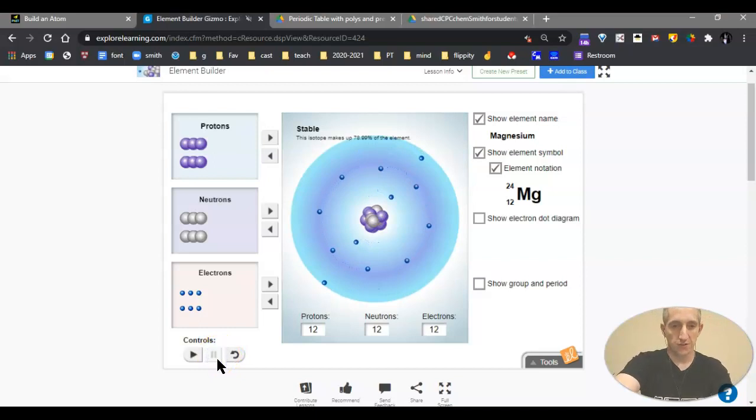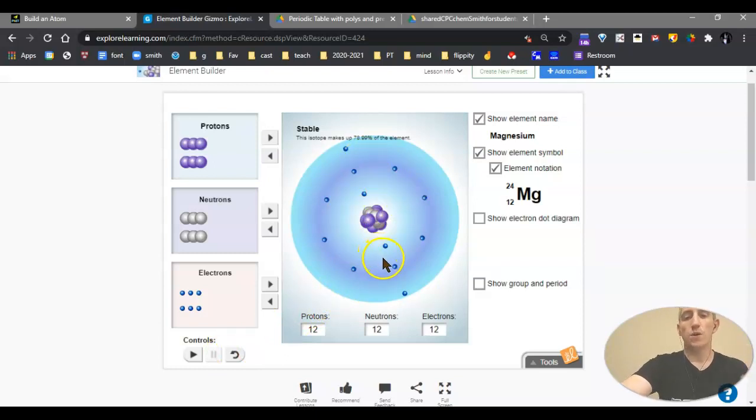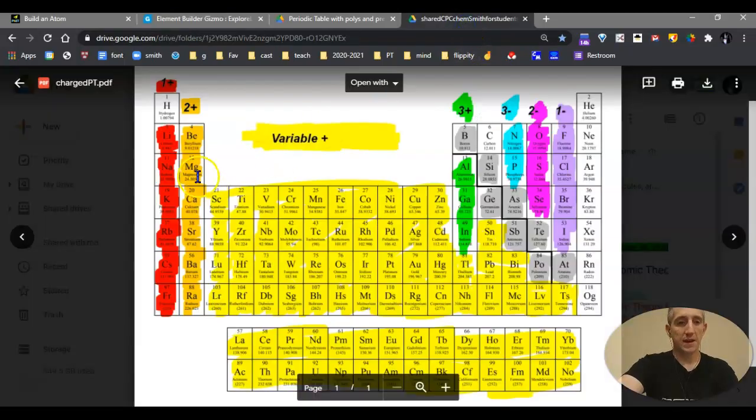Although, again, electrons are moving actually quite fast. But I'm not going to show that off to you. So there you go. So we have the protons and neutrons in the center. The electrons are outside of the nucleus, not quite orbiting like planets around the sun, but they are outside of the nucleus. And here we go with magnesium. And now, for reasons that we'll talk about later on, it turns out that magnesium is going to form a +2 charge.